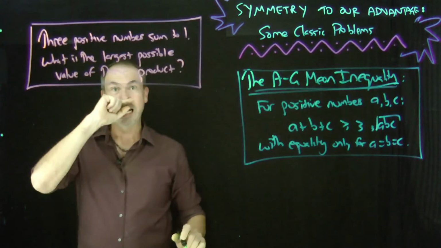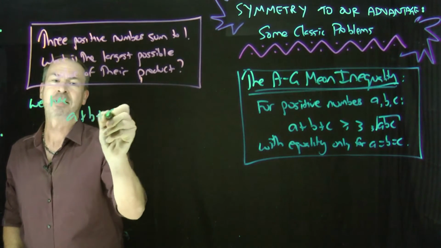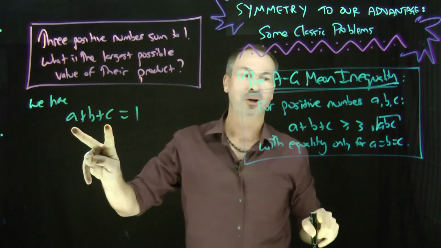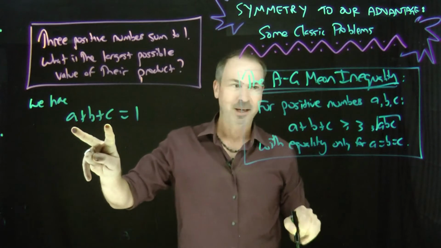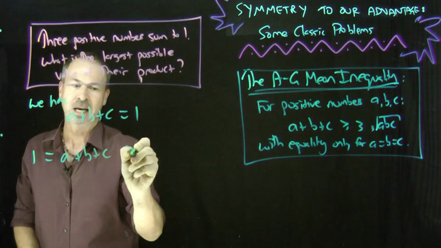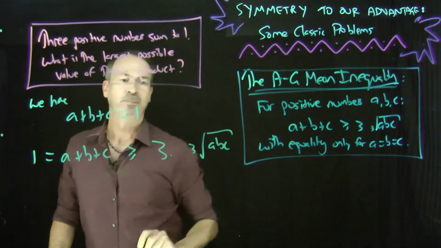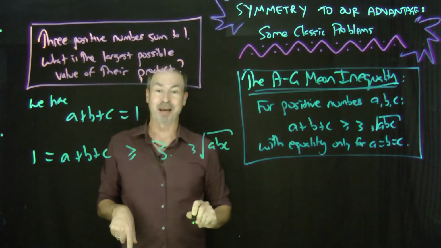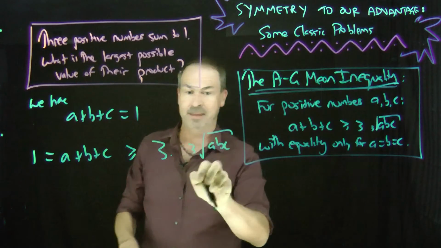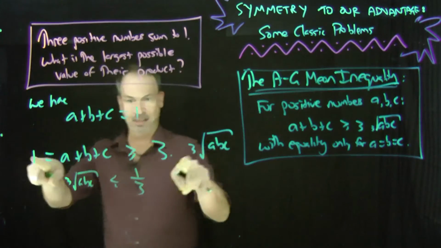All right, so we've got 3 numbers. I'll just call them A, B, and C. So we have that A plus B plus C equals 1. A sum of 3 things makes me think of the 3-dimensional version of the arithmetic geometric mean inequality. So let me write 1 equals A plus B plus C, which according to the inequality is greater than or equal to 3 times the geometric mean. All right, so yes, I want to maximize the product. There's the product right there. So let me isolate that. That tells me the cube root of ABC is less than or equal to 1/3.